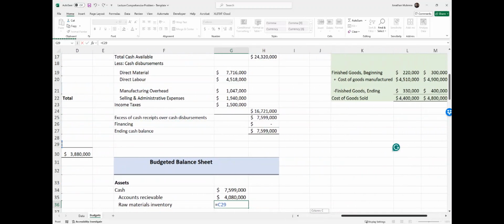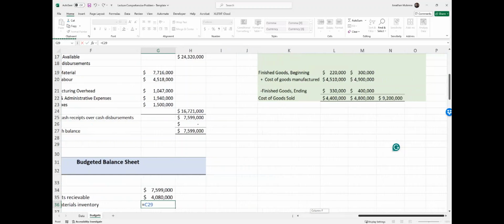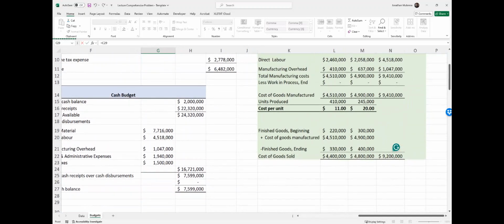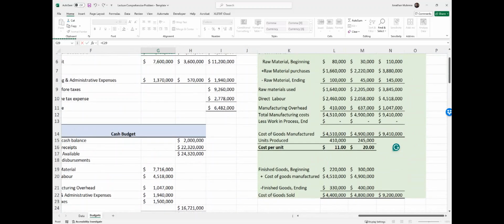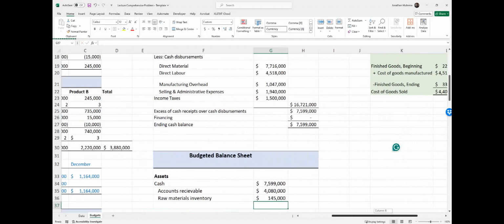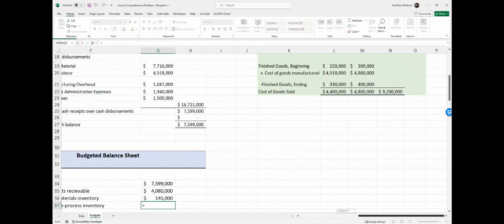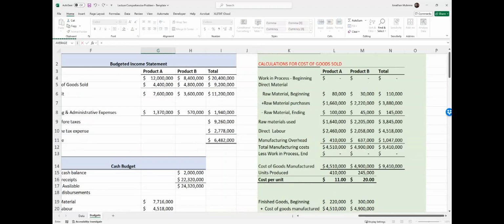Now, if you recall earlier, I did all this work on the side, so I'm just going to take it from here because the information is right available right here. So ending raw materials is 145, that's what I need. So there we go. If we have work in process, we would add work in process, but we don't have work in process in this example. So I'm just going to go to my work here and say, okay, work in process. At the end, there was nothing, so 0.